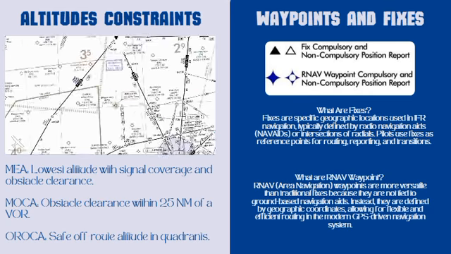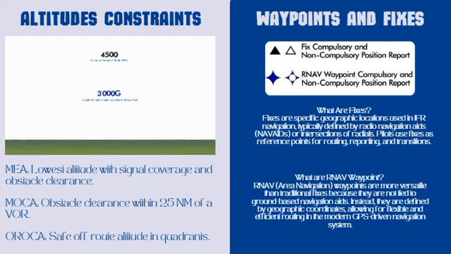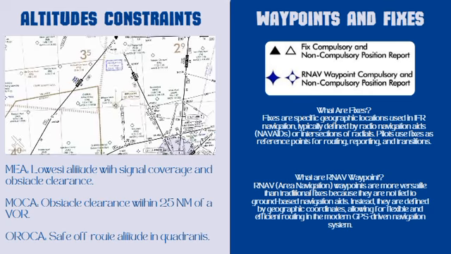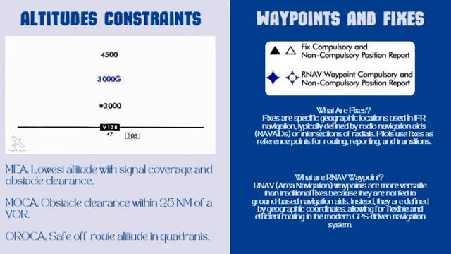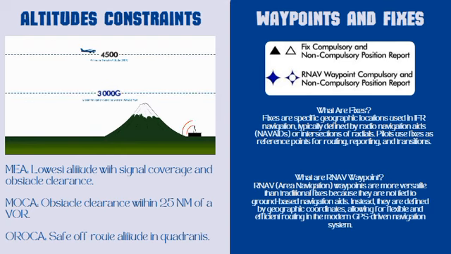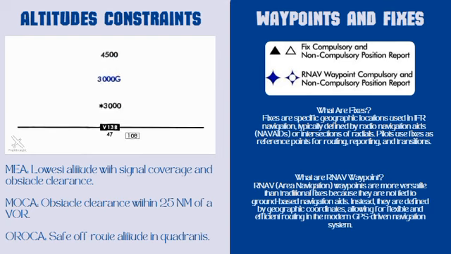It ensures that aircraft stay above all obstacles in the area, 1,000 feet in non-mountainous areas and 2,000 feet in mountainous terrain, while being able to receive the necessary navigational signals. The MEA is the preferred altitude for en route IFR operations as it guarantees both safety and navigational reliability.